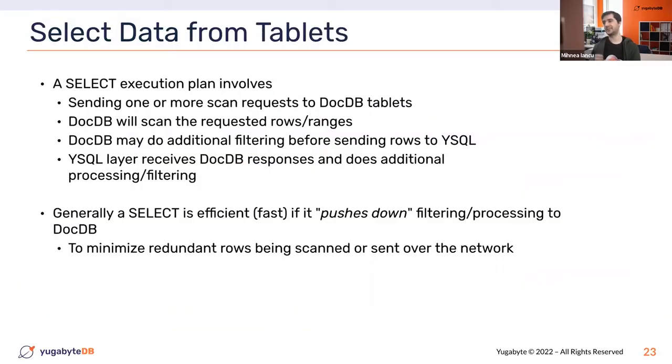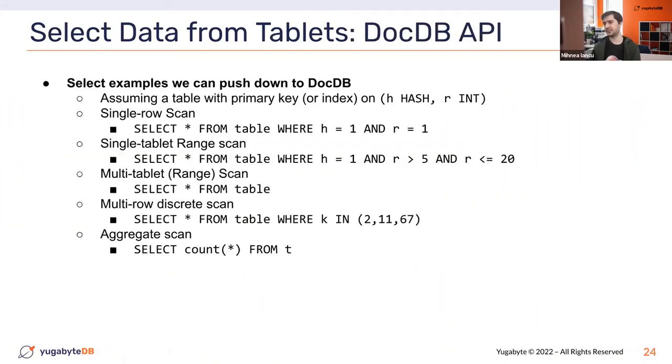The read path is a little more complicated because there are a lot of cases here. I'm just going to pick some simple selects. Generally, an execution plan involves sending one or more scan requests to various DocDB tablets. It can be just one if everything matches, or it can be more. Then DocDB may do some additional filtering or optimize the scan to just a particular range, and then later sends it to the original node where it can do any additional work. Here are some examples of scans that you can push down.